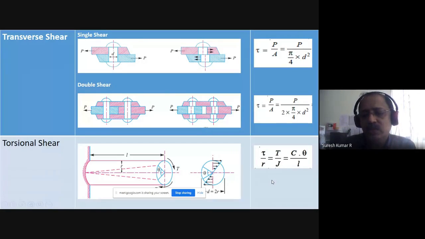T by J is equal to tau by R is equal to C theta by L. The values for J and Z are available from the data handbook for different sections.